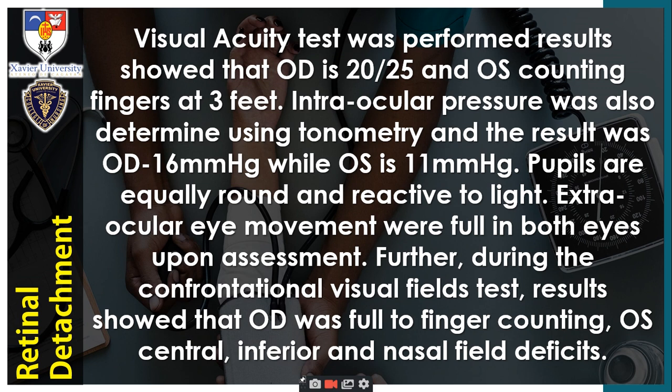Visual acuity test was performed. Results show that OD is 20/25 and OS is counting fingers at 3 feet. Intraocular pressure was also determined using tonometry, and the result was OD is 16 millimeters mercury, while OS is 11 millimeters mercury. Pupils are equally round and reactive to light. Extraocular eye movements were full in both eyes upon assessment. Further, during the confrontational visual field test, results show that OD was full to finger counting, OS central inferior and nasal field deficits.